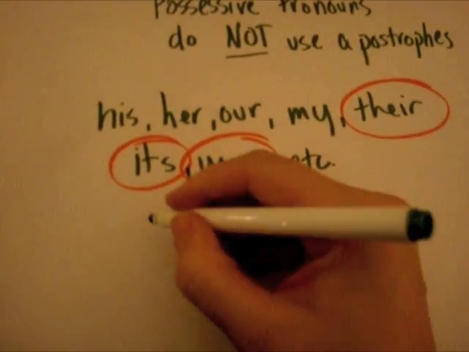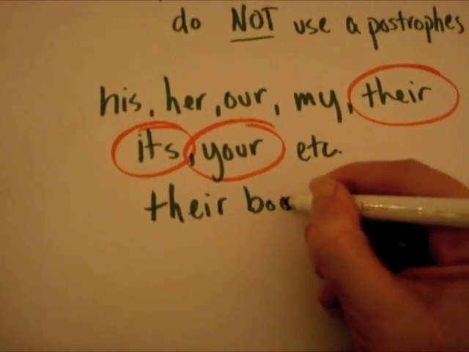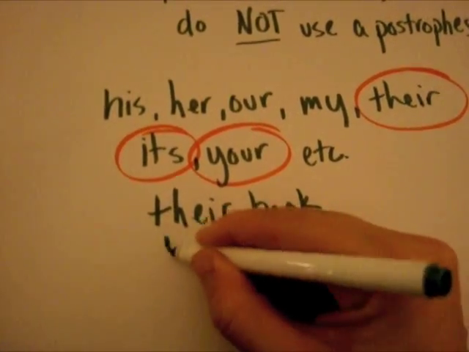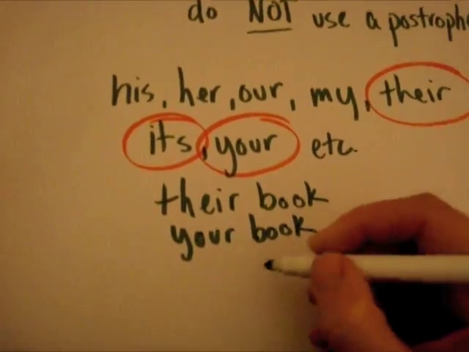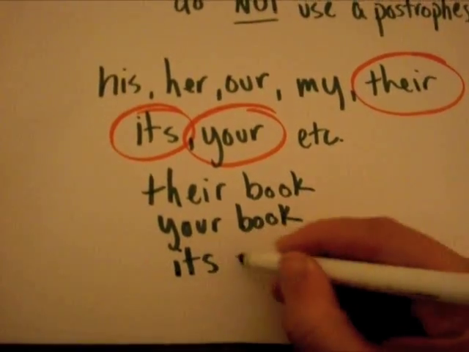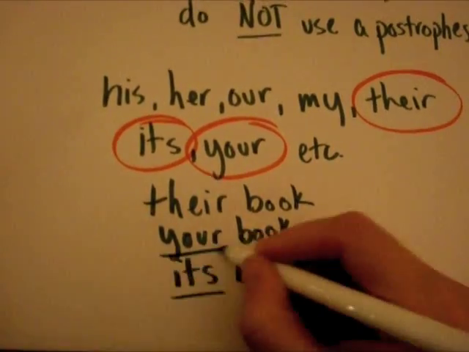Some of you try to use apostrophes, but it does not get an apostrophe, so it's their book, or your book, or maybe its book, if some random creature owned a book. None of them include apostrophes.